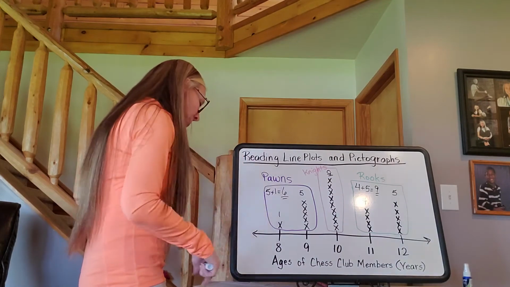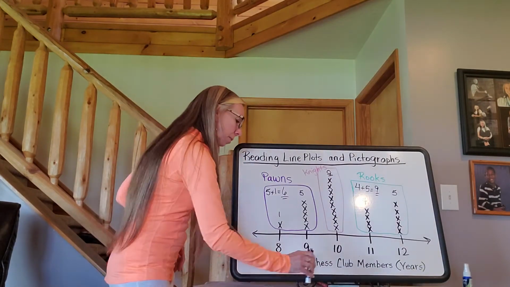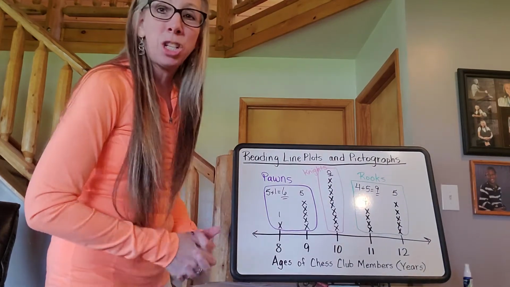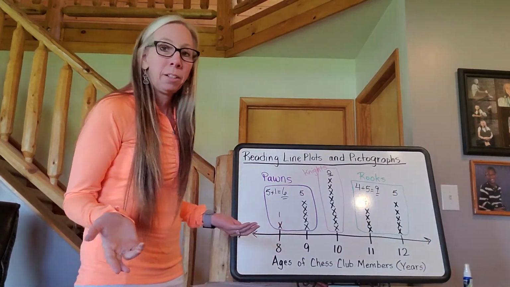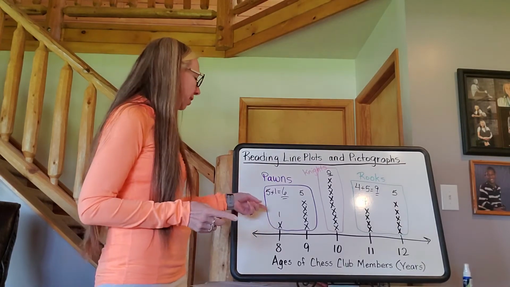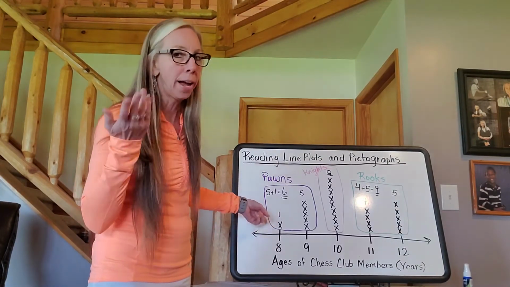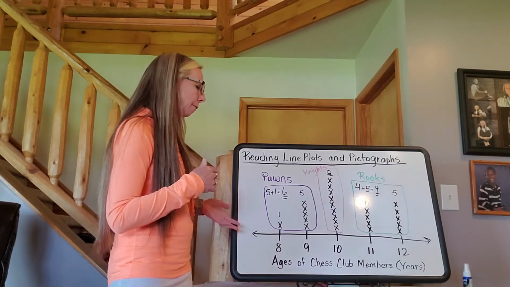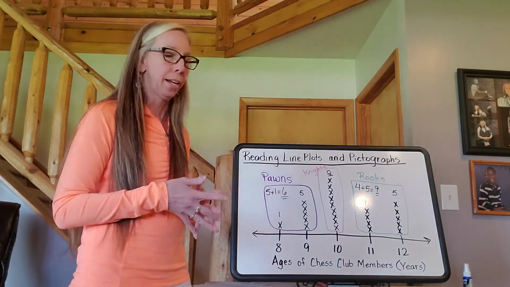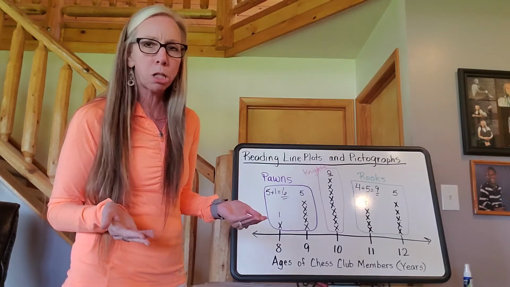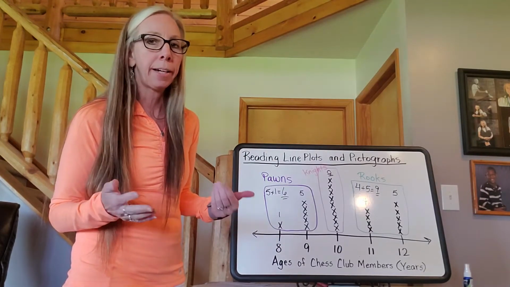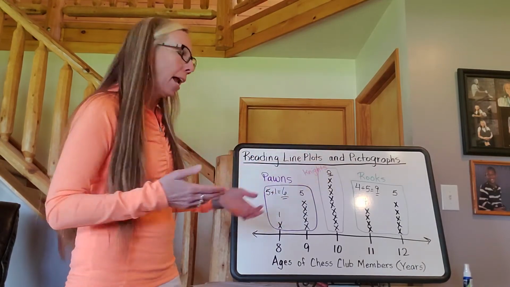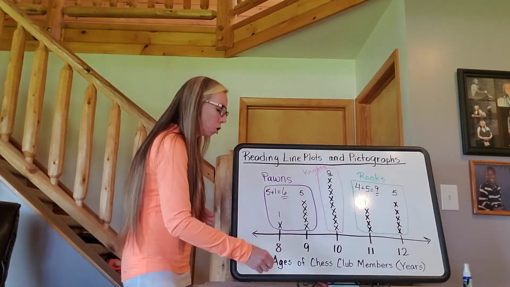Okay, so now it could ask you, how many kids were in the chess club altogether? Well, remember, every single X represents a what? A person. So if we wanted to find out how many kids were in the chess club altogether, what would we do? I can hear somebody saying it right now. We would add up all the numbers. Add up all the numbers for the totals of each group.